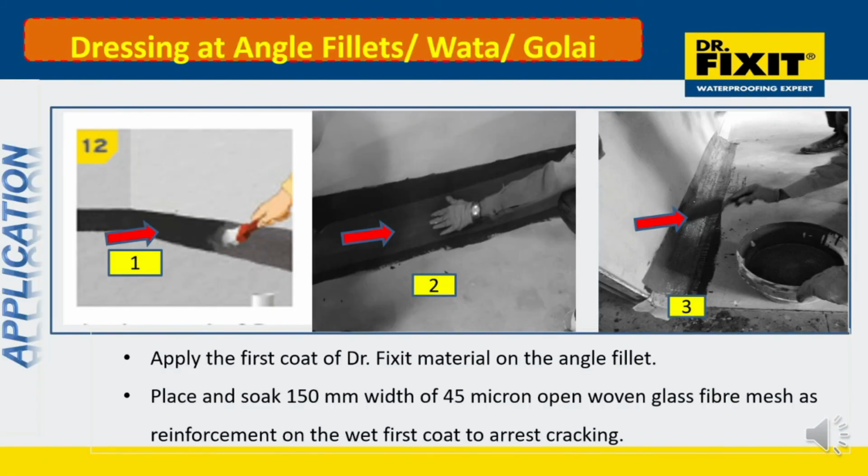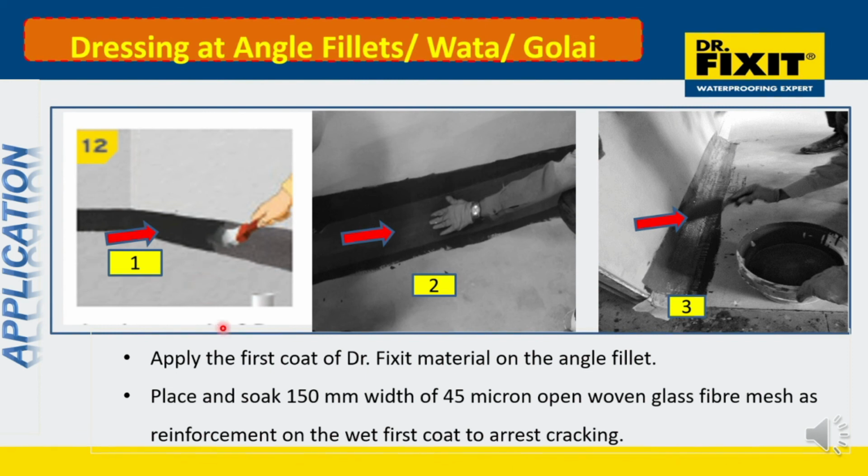Let us discuss dressing of angle fillet, vata or golai, which we do on site. This is very important. If you see this image, I would like to explain that we need to do proper finishing of this angle fillet with the help of fiber mesh. Fiber mesh will help you to have better reinforcement. It will have a very strong structure strength which will last for a long time.